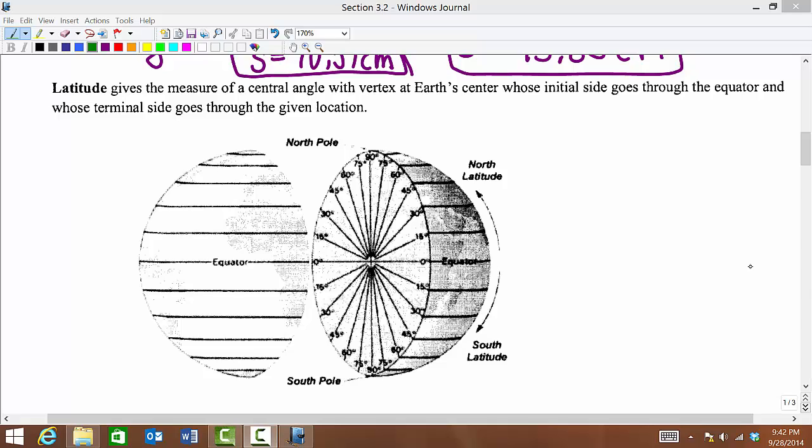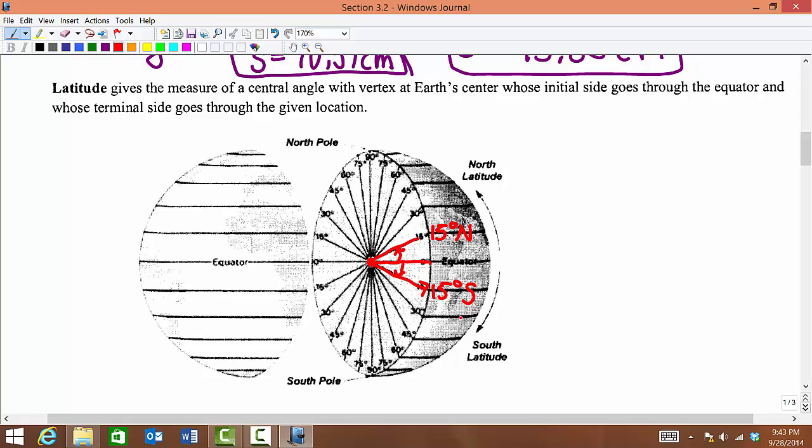Locations on the Earth are measured by latitudes and longitudes. And latitudes give the measure of a central angle. If we put the vertex at the center of the Earth and the equator represents our initial side, then that central angle is formed by going up from that. So this would be like 15 degrees on the Earth, and then going down from that, this would be 15 degrees going down. We would say 15 degrees north and 15 degrees south.